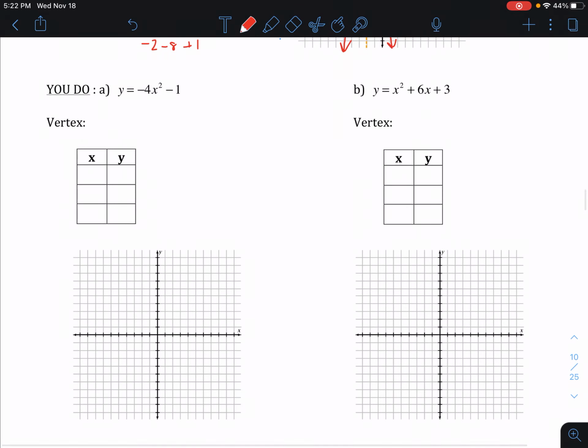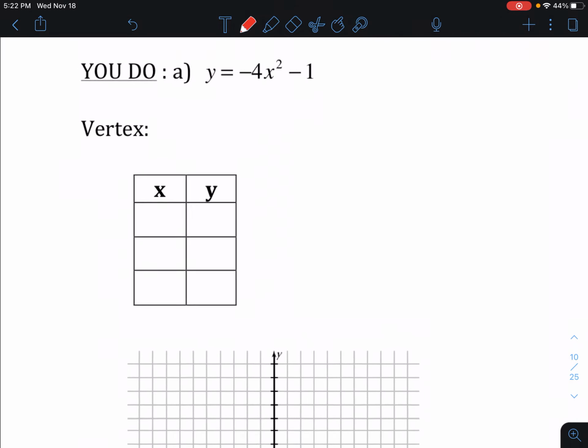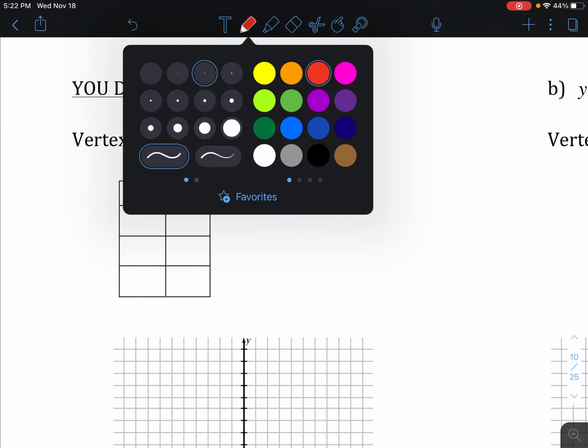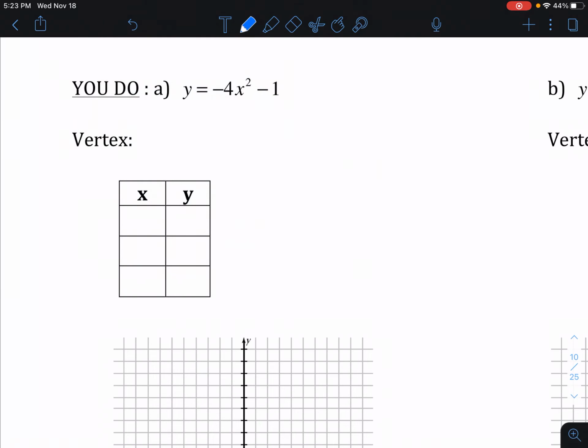Okay, I want you to pause right now. You're going to try this one out on your own. Okay, so how I would call this guy is, I would say the a is negative 4 because it has x squared. The b is 0, and the minus 1 is a constant, so that's the c.